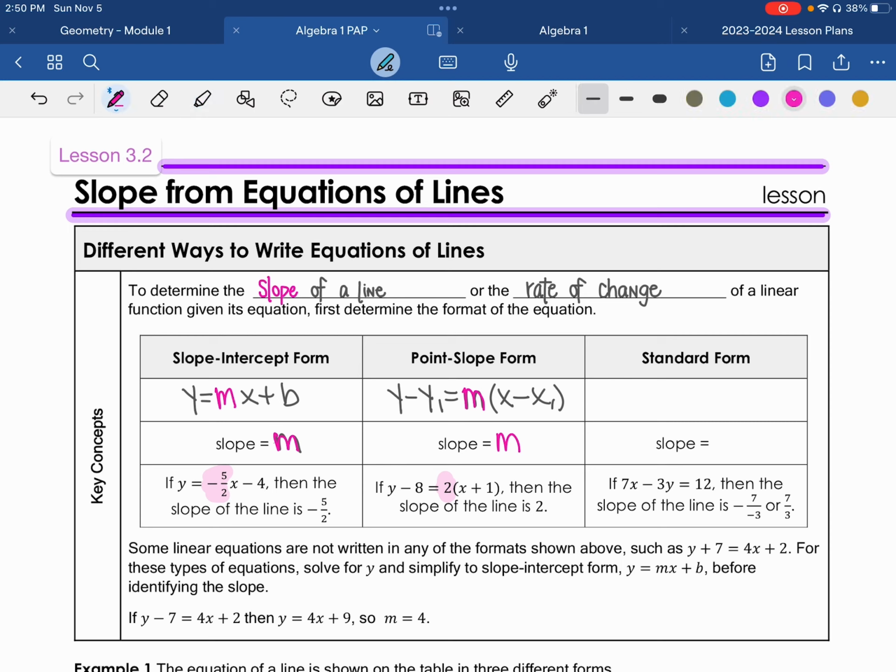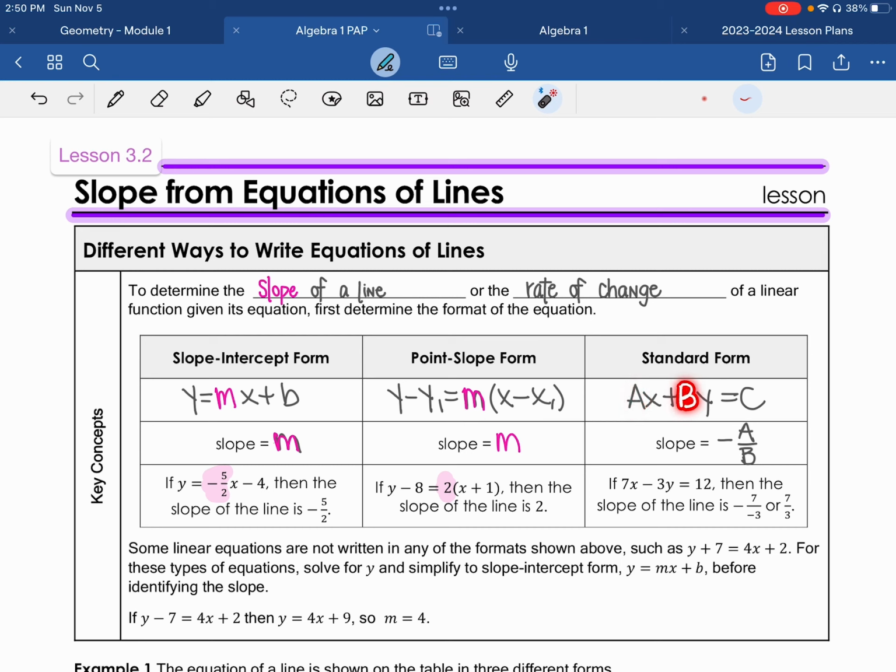Let's take a look at our last form, which is standard form, ax plus by equals c. In this form, our slope is not m. Our slope can be calculated by doing negative a divided by b. So the number in front of x divided by the number in front of y.